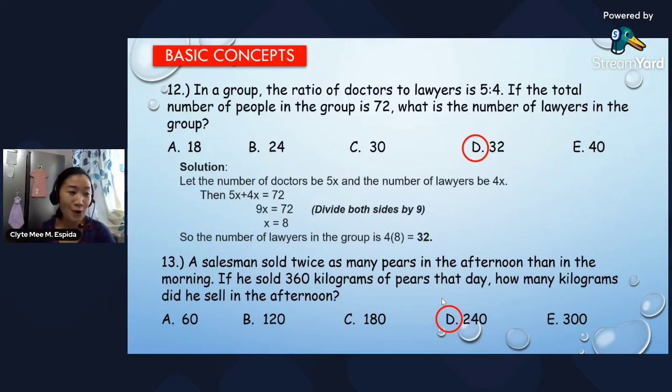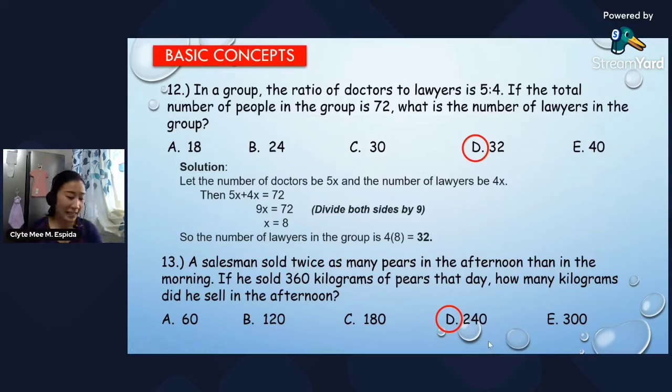120, morning pa lang yon. Hinahanap sa problem is afternoon. So you're going to multiply it by 2. Ang keyword natin is twice, meaning 2 times. So 120 times 2 is 240. So very good si Sir Jason ba yun kanina? Okay, Sir Jason Polinar Quinones. So 120 in the morning, 240 in the afternoon.